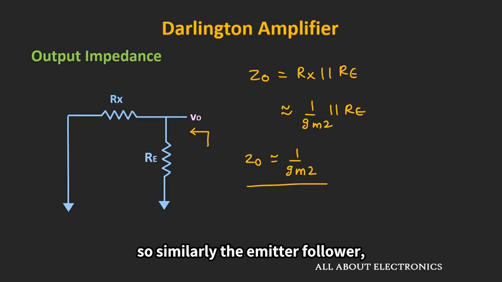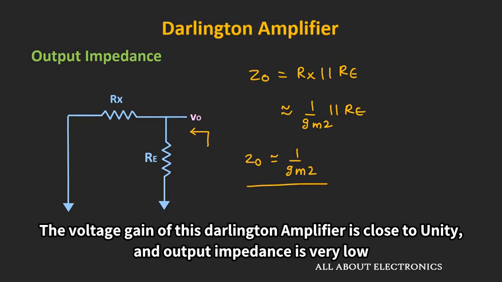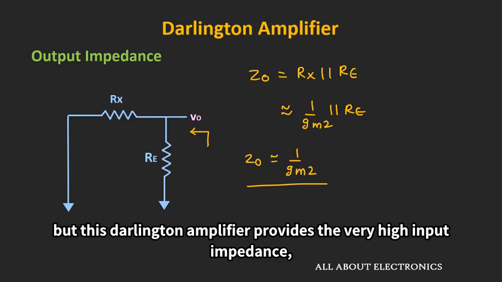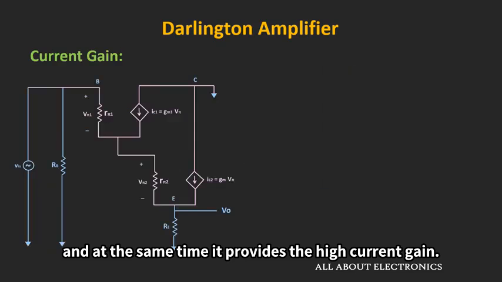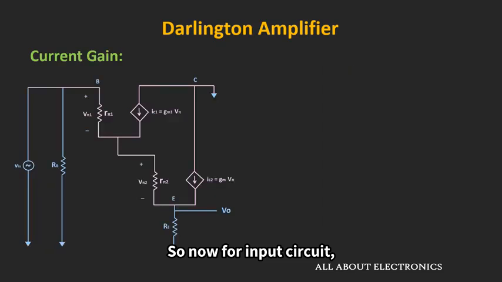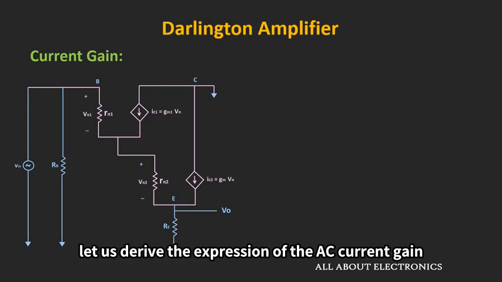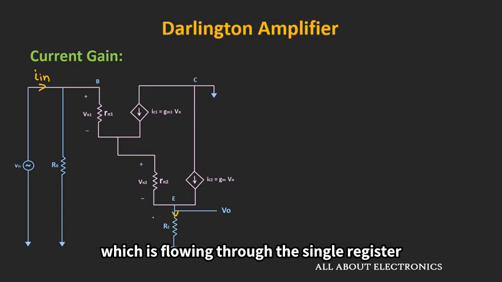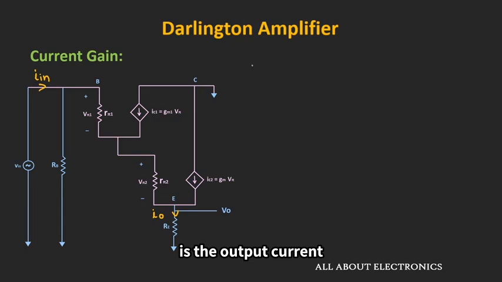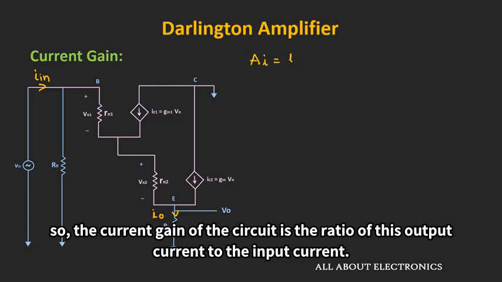So similar to the emitter follower, the voltage gain of this Darlington amplifier is close to unity while the output impedance is very low. But this Darlington amplifier provides the very high input impedance, and at the same time it provides the high current gain. So now for this circuit, let us derive the expression of the AC current gain. So here this current is the input current, while the current which is flowing through this emitter resistor is the output current. So the current gain of this circuit is the ratio of this output current to the input current.